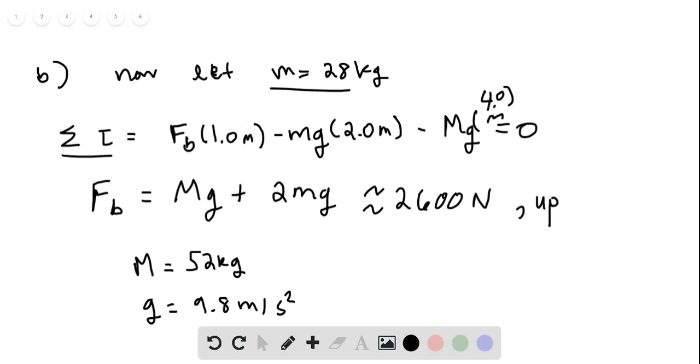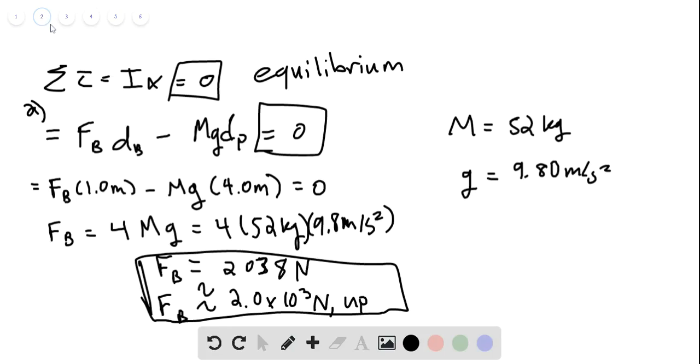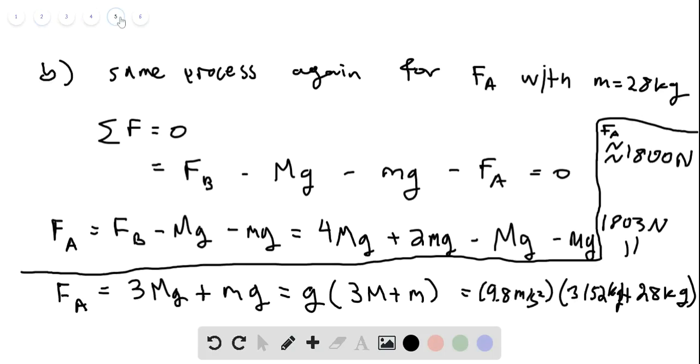And so moving everything else to the right side of the equation, leaving FB alone, tells us that FB is going to be 2600 newtons upwards. So the direction doesn't change, but the magnitude changes. How much did it change by? About 600 newtons.